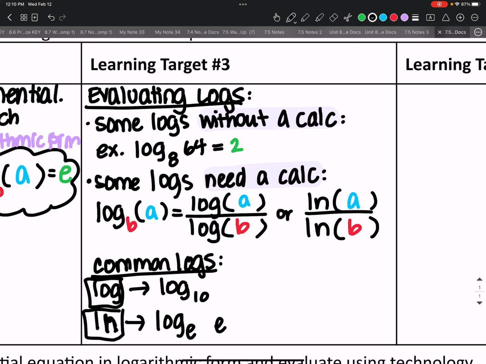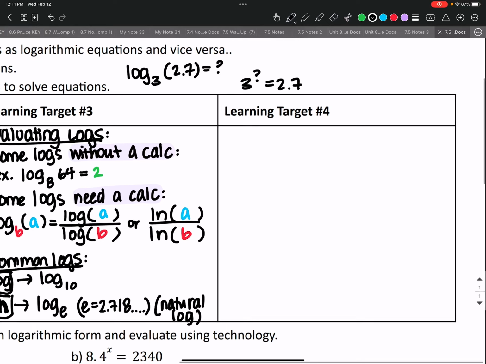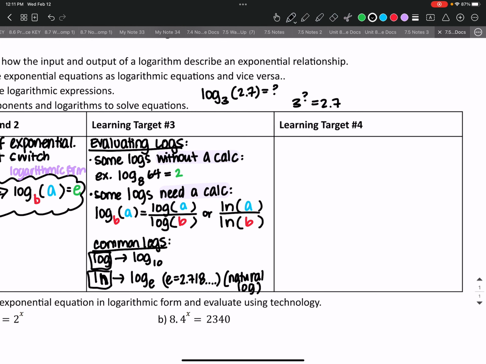E, if you don't know what it is, is just some irrational number. It's like pi. It comes naturally in the world. It's 2.718. If you have an E button on your calculator, if you click it and make it to the first power, you'll see that's the number that you get. This is called the natural log. If you see that word anywhere, that's what it means. You're talking about ln.